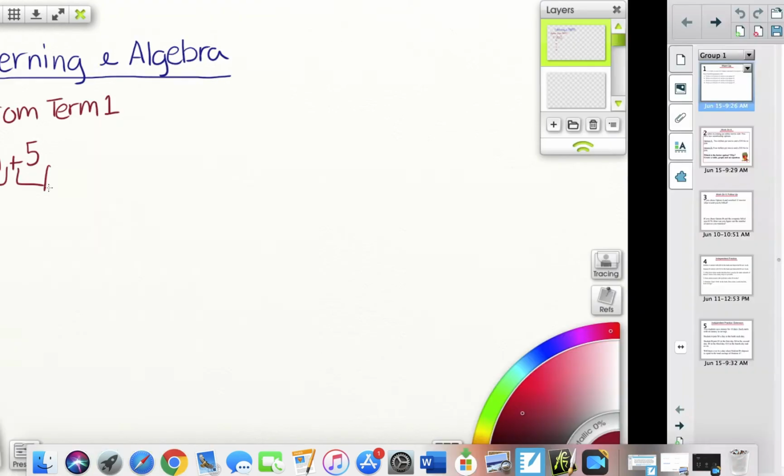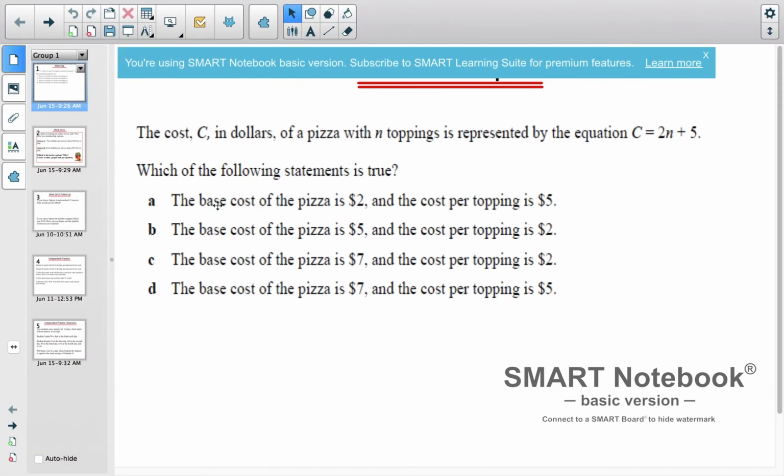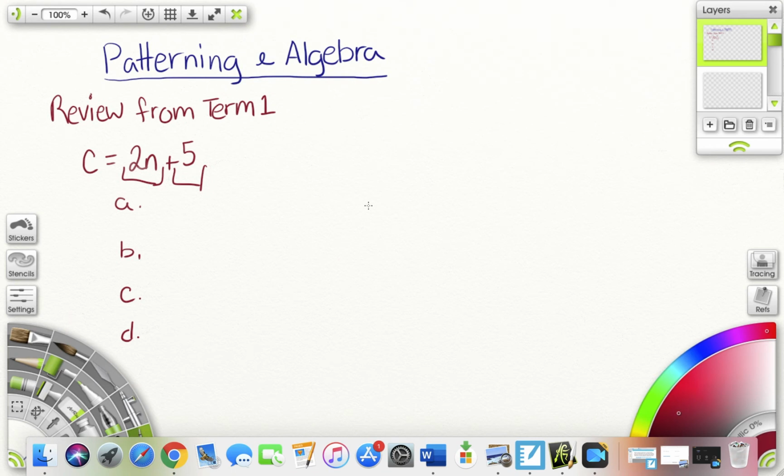Look at the way these answers are written. The base cost of the pizza is $2 and the cost per topping is $5. The number of toppings you get will depend on how much. If each topping costs $3, for example, and I wanted to get 4 toppings on my pizza, it'd be 3 times 4, because it's $3 times 4 different toppings.